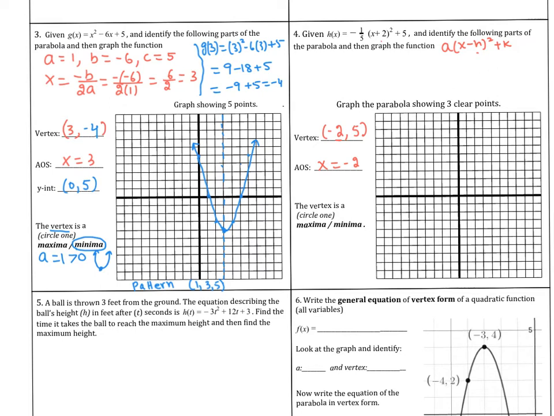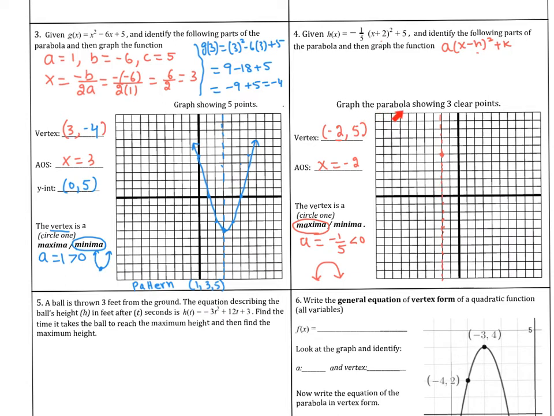Now a is negative 1/5, which means less than 0. It means the parabola is going to open down, and that means that the vertex is all the way at the top and it's going to be a maximum. Now you're going to plot the vertex and the axis of symmetry. So the vertex is going to be (negative 2, 5) and axis of symmetry is this line.